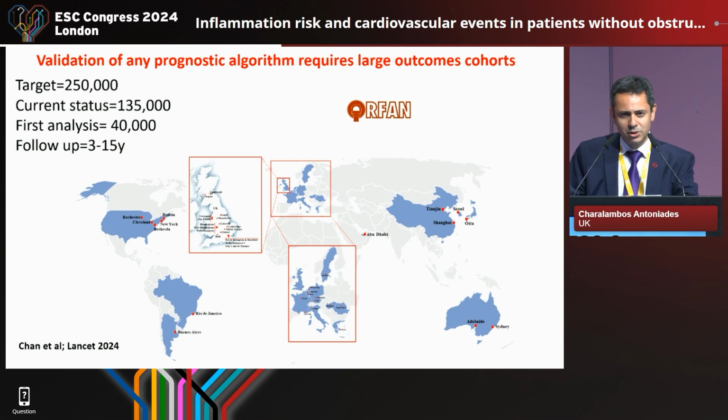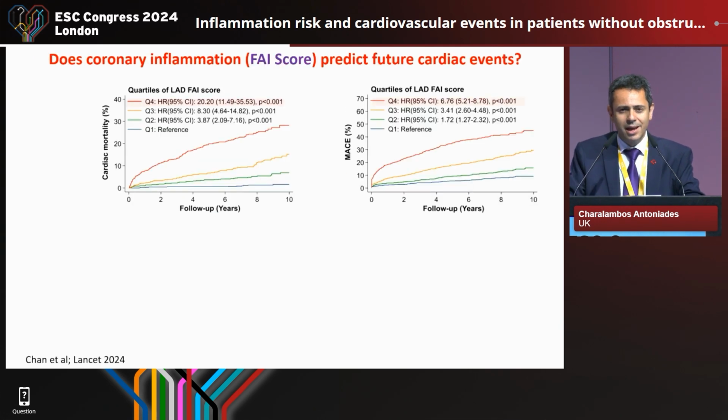The first paper, published in The Lancet a couple of months ago, included the first 40,000 patients, and in a sub-study of that, we measured the fat attenuation index score. And indeed, as you can see from this very recent data, in a completely different population compared to the training data presented 5 years ago, if you are above the 75th centile of coronary inflammation in any of the 3 arteries, you have 20 times higher risk to die from a cardiac event and 6.7 times higher risk for MACE.